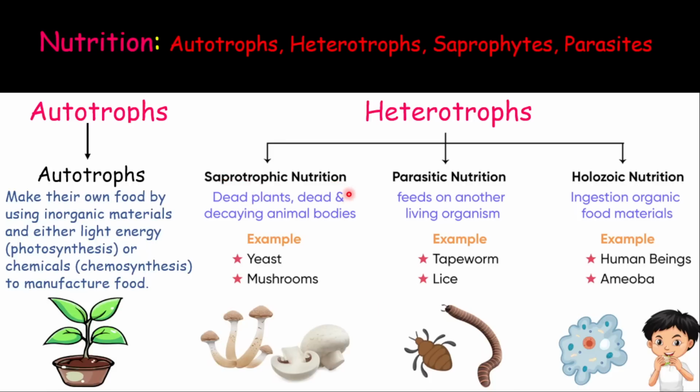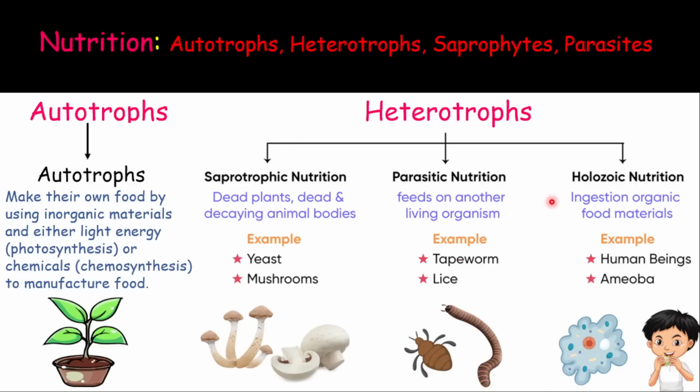Now, saprotrophic organisms or nutrition refers to organisms that feed on dead plants and dead decaying substances. So we call them saprophytes. Examples of those will be yeast and mushroom. Notice they'll sit there and just absorb. Parasites, or parasitic nutrition, feed on other living organisms such as tapeworm and lice, a common one to be tested on the CSEC examination.